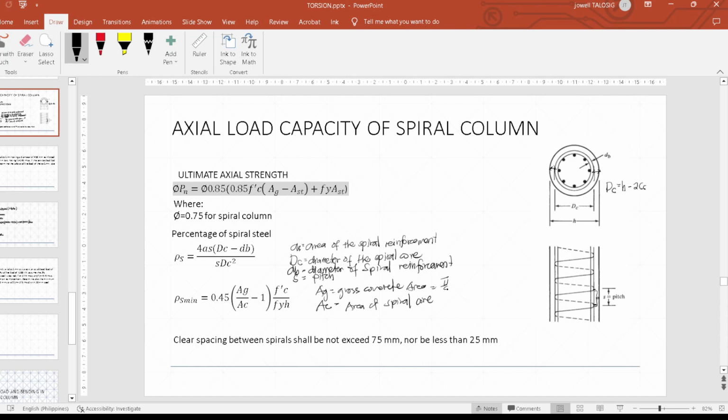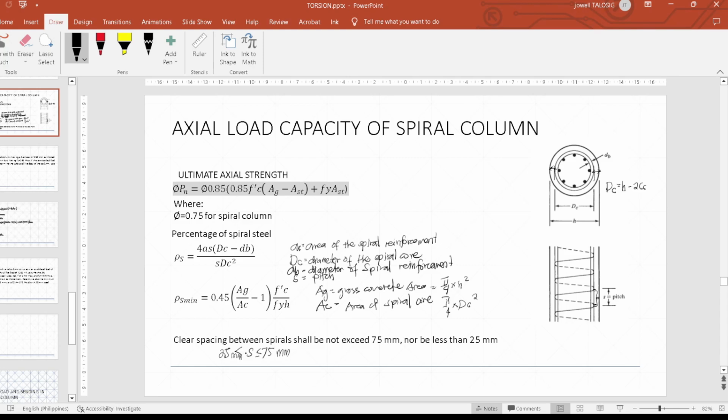So parang pinagkaiba lang, no? Sa fy, that is the main bar. fyt is for stirrup. fyh for spiral, right? And for the formula, Ag, gross concrete area, is pi over 4 times h square. Okay, based on the figure, no? H yung label natin sa outside diameter of the concrete. And for Ac, pi over 4 times the diameter of the spiral core. So pi over 4 times dc square.